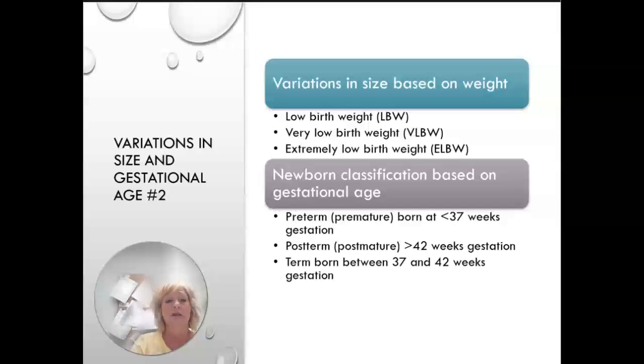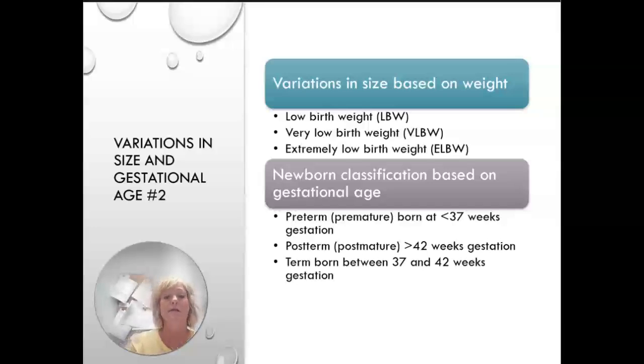Newborn classification is going to be based on our gestational age. So how do we classify our newborns? We're going to be preterm, post-term, or term. Those are the three things we're going to have. If they're preterm, they're born less than 37 weeks. If they're post-term, it's going to be greater than 42 weeks. A term baby is 37 weeks and 7 days to 42 weeks gestation. Anything less than 37 is considered preterm.